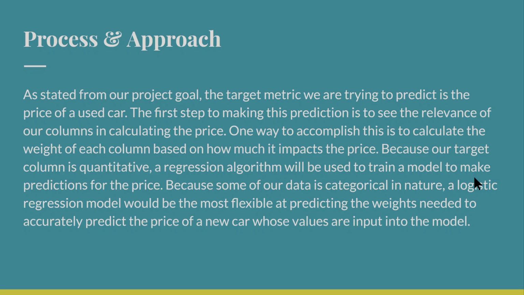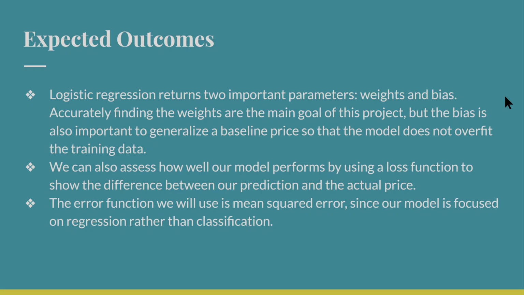The expected outcome is that the logistic regression is going to return the weights and the bias, and then with these two values we'll be able to plot the trend that I was talking about earlier with our prototype. So you'll be able to get an idea of roughly the price before you even enter all your information. And we can also assess how well the model works by using a loss function.